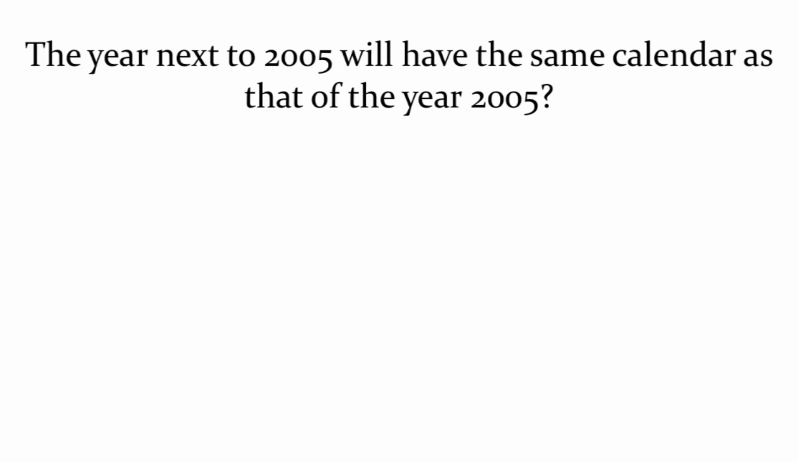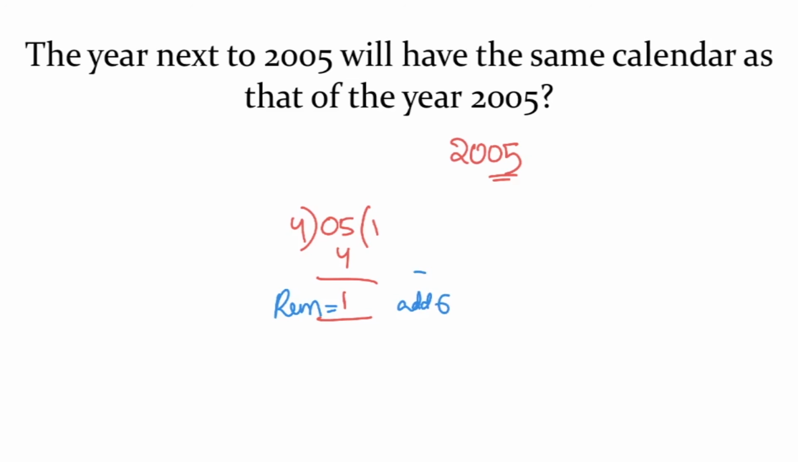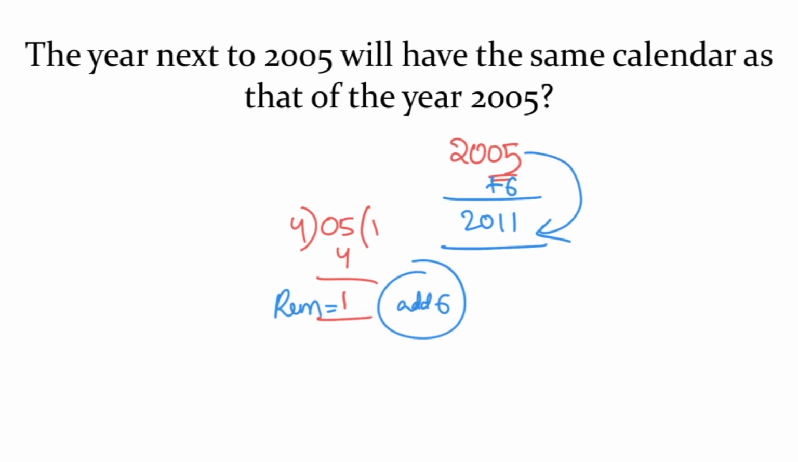The next year to 2005 will have the same calendar as 2005. The 2005 calendar will be repeated in which year? Divide the last 2 digits, that is 05 by 4. 4 ones 4, remainder is 1. If remainder is 1, we add 6. 2011. We can use the 2005 calendar in 2011.